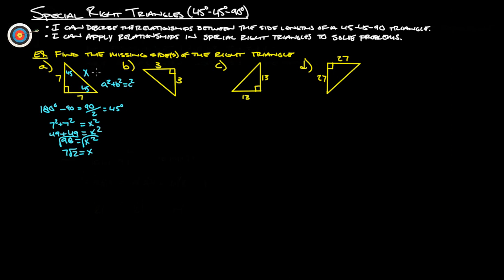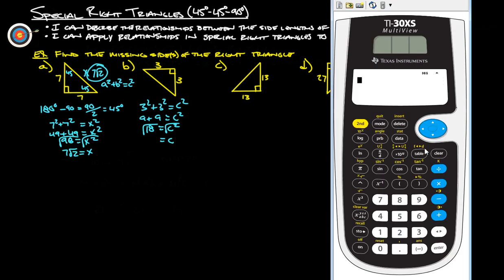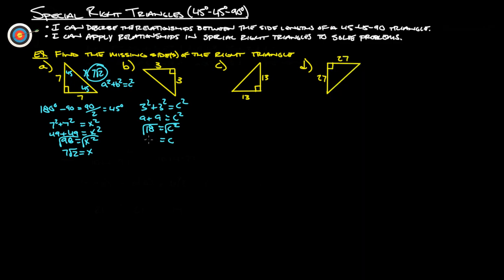So this missing side is going to be 7 root 2. Let's try this one here. We'll do the same idea. The two legs are both 3, so 3 squared plus 3 squared equals c squared. That's 9 plus 9, which is 18. Then we square root both sides, and when you take the square root of 18, you get 3 root 2.